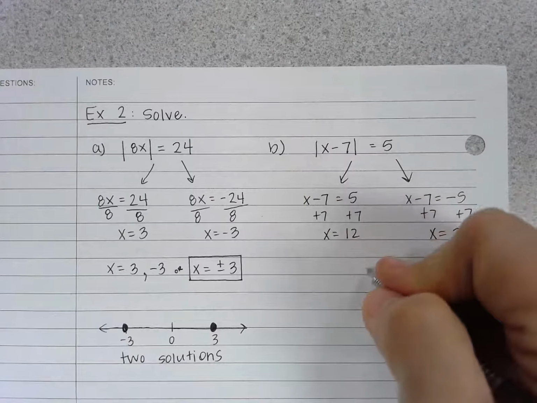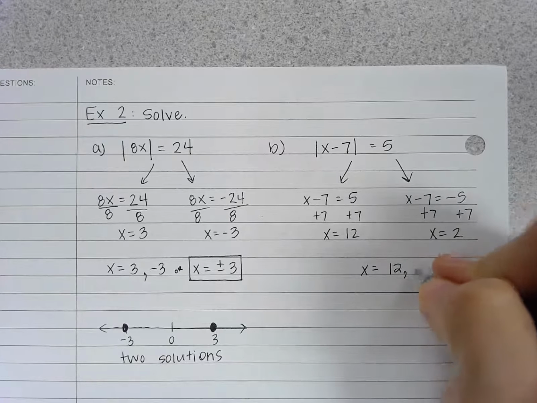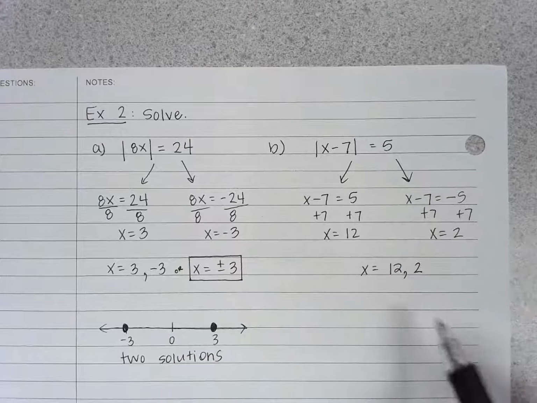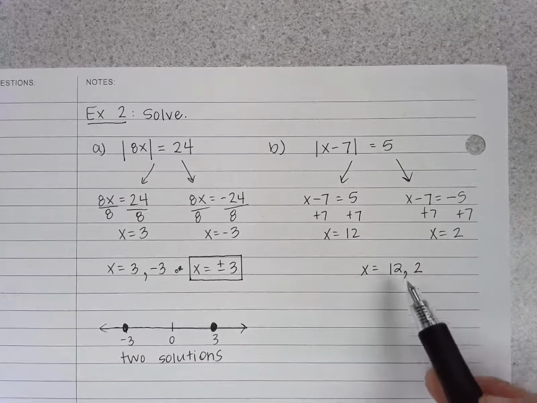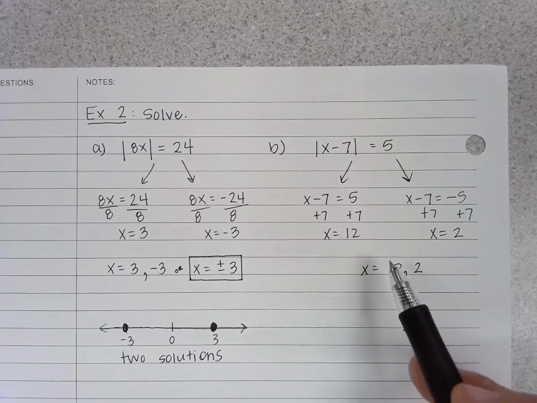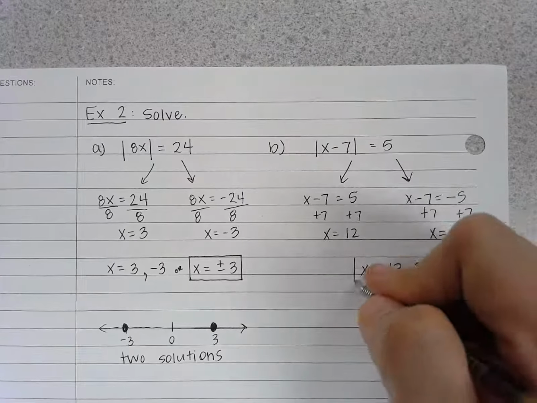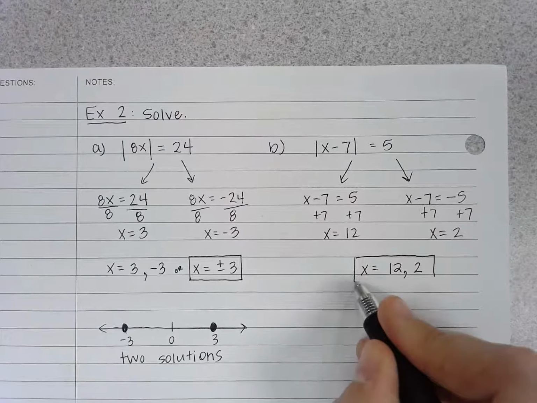I can say that the answer to this question is 12 and 2. I could say that the answer to this question was 2 and 12. I could write 12 and 2. I could write 2 and 12. Just make sure that you don't put parentheses around them since it's not an ordered pair.